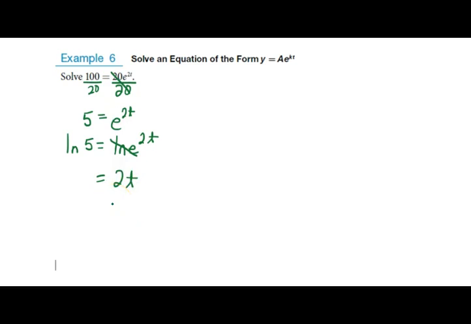And again, I'm going to get the decimal form of that natural log 5. So 1.6094. And then I'm going to divide by 2. So that's going to give me 0.8047.